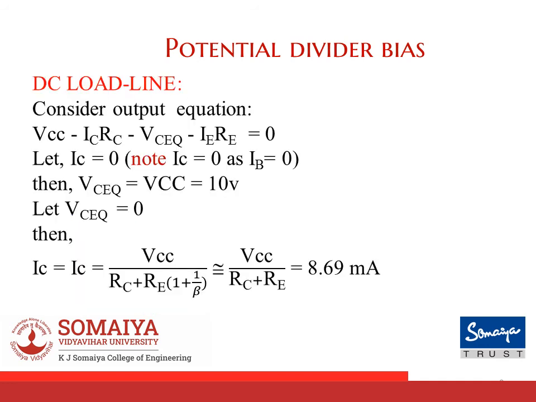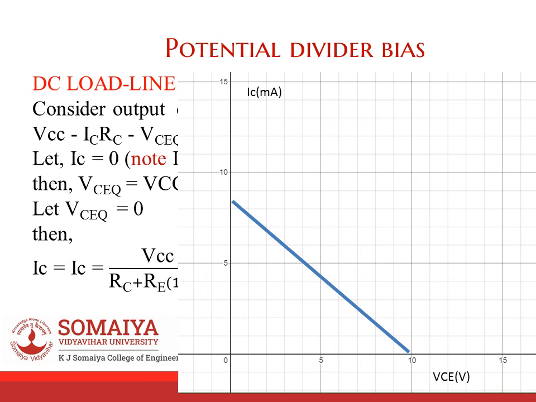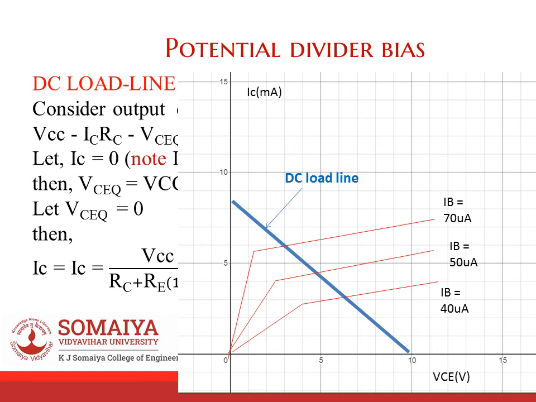Start with DC load line analysis and Q point analysis for potential divider bias. Now again we'll be considering the output equation, which is VCC minus ICRC minus VCEQ minus IERE equal to 0. We'll again consider the same conditions, once when IC is equal to 0 and second time when my VCE is equal to 0. You'll get corresponding values of VCEQ and ICQ, which can be used to plot the DC load line. Once you've plotted the DC load line, next you can plot your characteristics to get Q points. So these are the characteristics, and you get Q points.